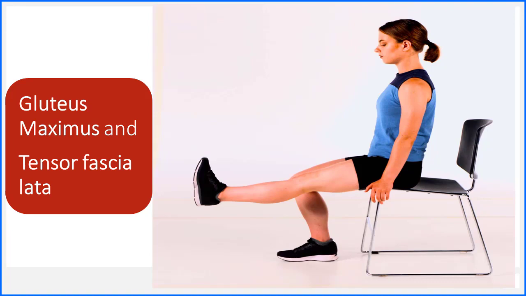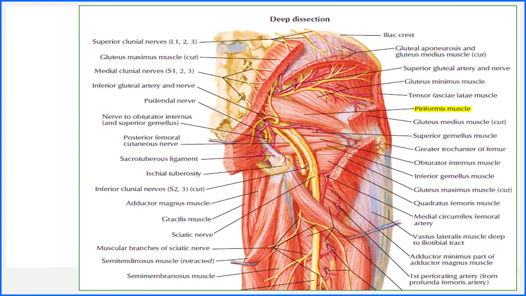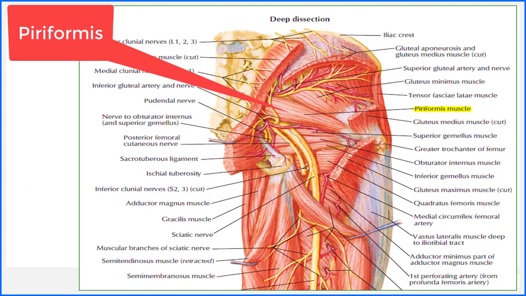Now I will tell you about the deep muscles of this group, which include piriformis, obturator internus, gemelli, which are superior and inferior, and the quadratus femoris. We can easily identify these muscles if we identify the piriformis muscle. Piriformis is a very important muscle on deep dissection, and how can we easily identify the piriformis?